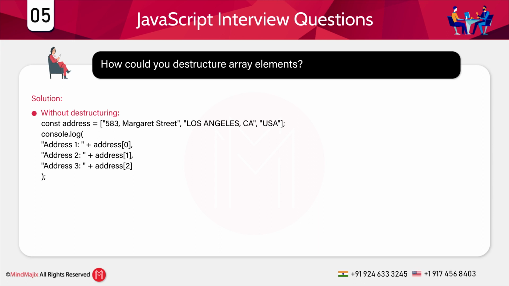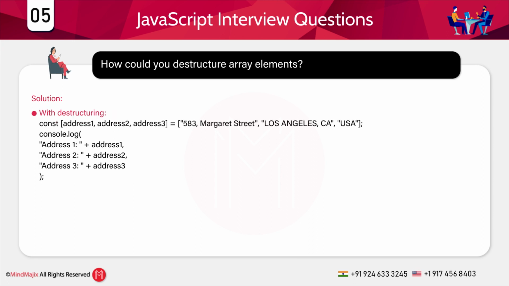So in this way also we can display each element separately, address of 0. Actually there are 3 elements: 5/3 Margaret Street, Los Angeles, and USA. So these 3 elements we can print separately. At address of 0, 5/3 Margaret Street is there, so first display it. Second time display Los Angeles, CA. Third time display USA. So 3 elements are there and displayed separately. So in this way we can destructure it.